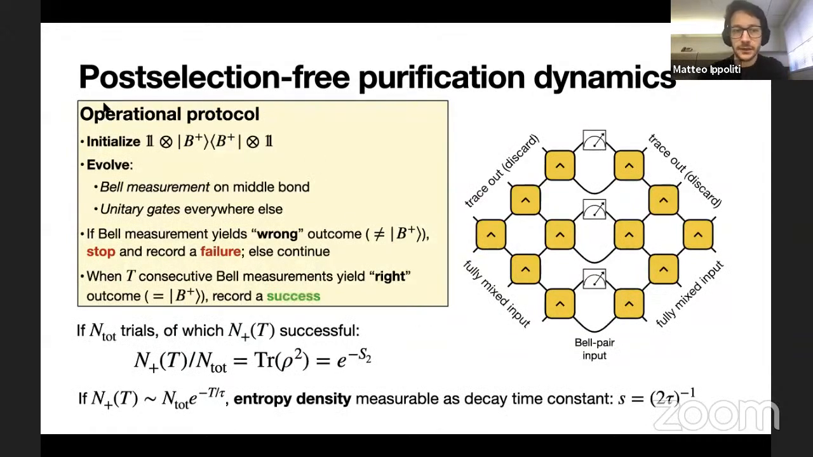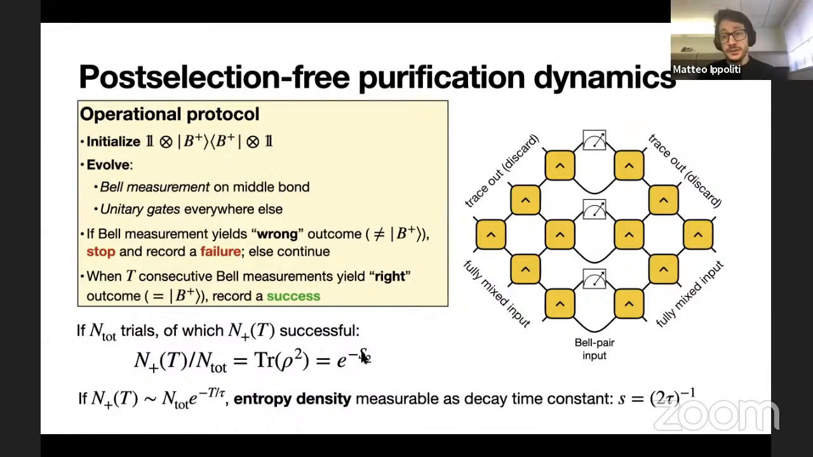This is detailed more specifically here. It's not super important exactly how you do it, but it's like a little flow chart: do these operations, perform this measurement, conditional on the outcome do this or do that, and at the end of the day you record some success or failure, like a 0 or a 1 for that given run of the protocol. And the ratio of successful runs to total runs gives you exactly, with no prefactors or anything, this trace of rho squared, which is a nice, easy to implement protocol.